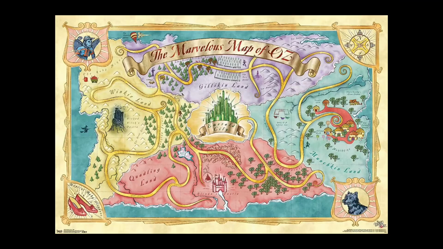A similar situation occurs in L. Frank Baum's map of Oz, which has very defined borders of sometimes oceans, sometimes deserts on all 4 sides, so that Oz is a self-contained world.